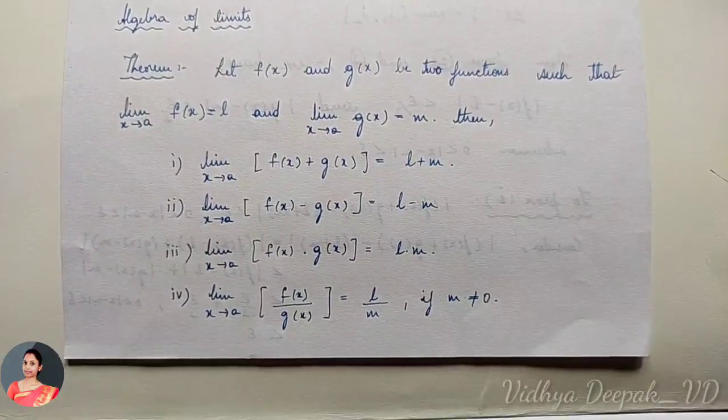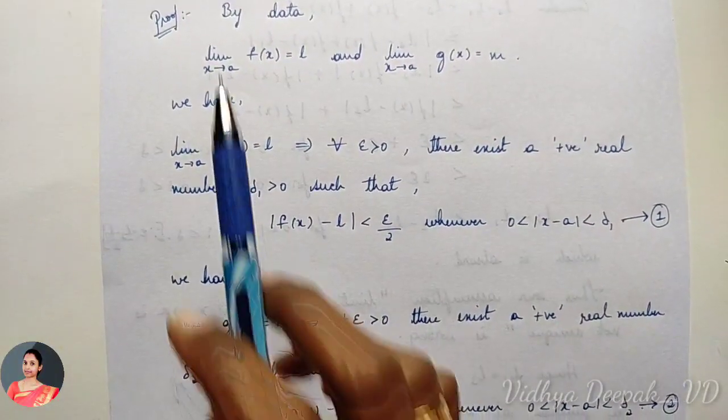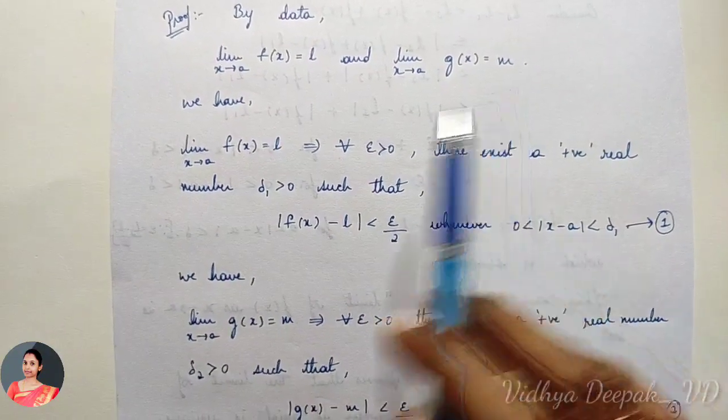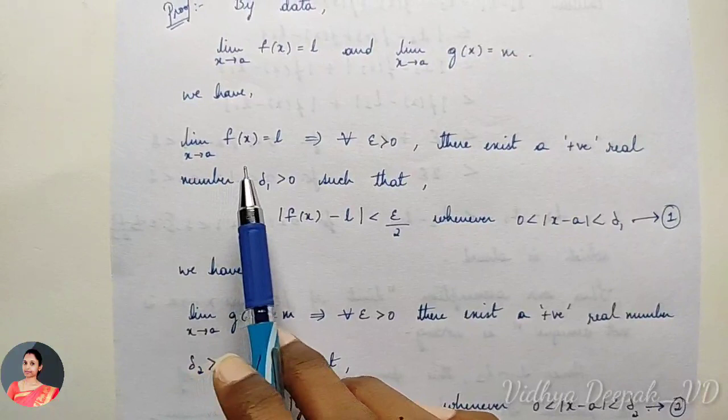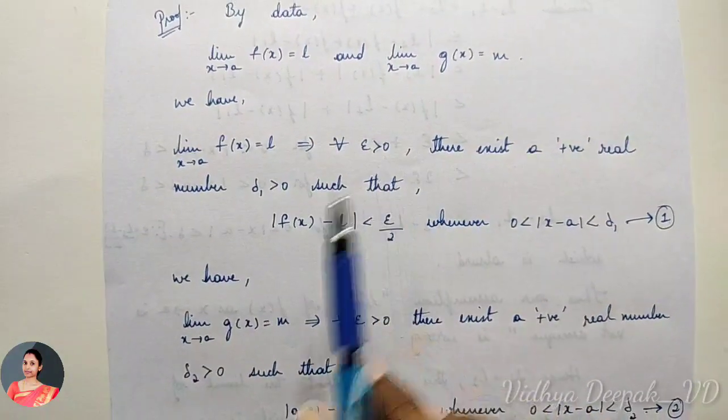So we will prove these theorems, prove these points. Okay. So this is the data we get from the question. Limit x tends to a, f of x is equal to L. Limit x tends to a, g of x is equal to M. So we have limit x tends to a, f of x is equal to L. From the definition of limits, we have this. These are the interpretations.